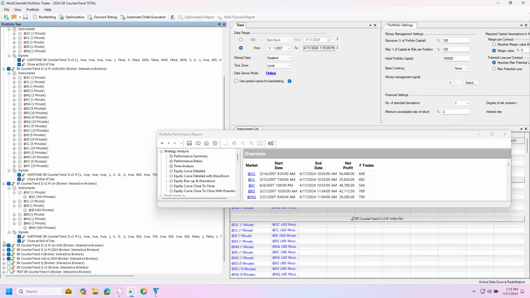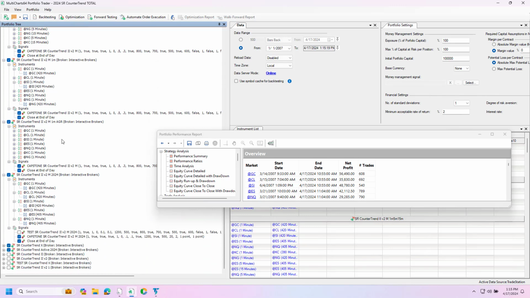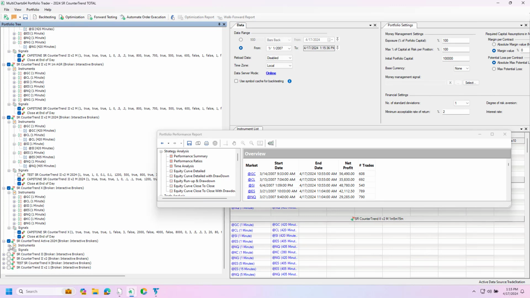I actually thought I removed coffee and some of the natural gases. That's why you don't see them on some. And then you have the aggressive version: gold, crude oil, silver, S&P, Nasdaq, coffee, and natural gas. Then you have the 2024 version: gold, crude oil, silver, S&P, Nasdaq. And then you have the SR CounterTrend X, which is 10: gold, crude oil, silver, S&P, Nasdaq, coffee, natural gas. And then the active version, which is only on the metals.